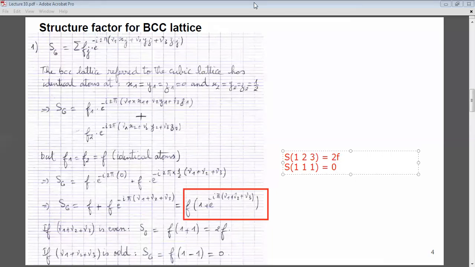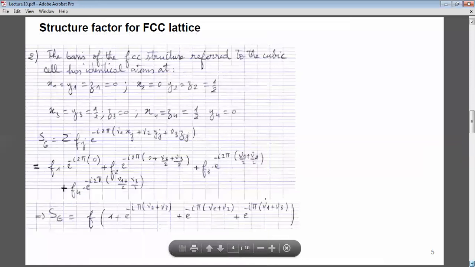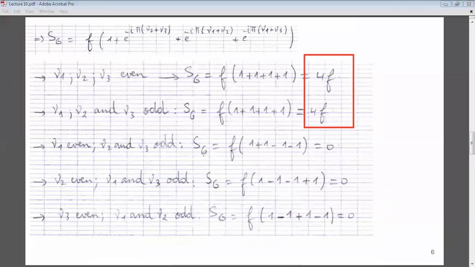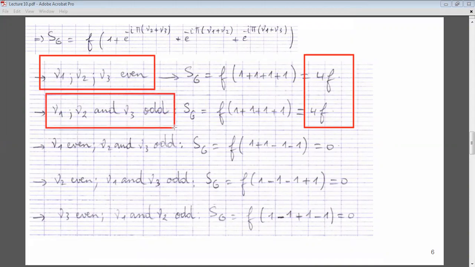As for the FCC, we found that S is f times this expression, and we will see peaks only when all of the indices are even or all of them are odd. So if I do this for an unknown sample and I find that I only see peaks when all the numbers are even or all are odd, it implies the lattice I'm dealing with is FCC. Okay, so let's do some exercises.